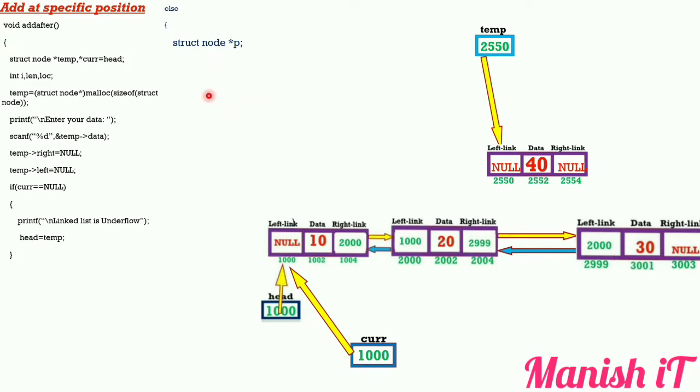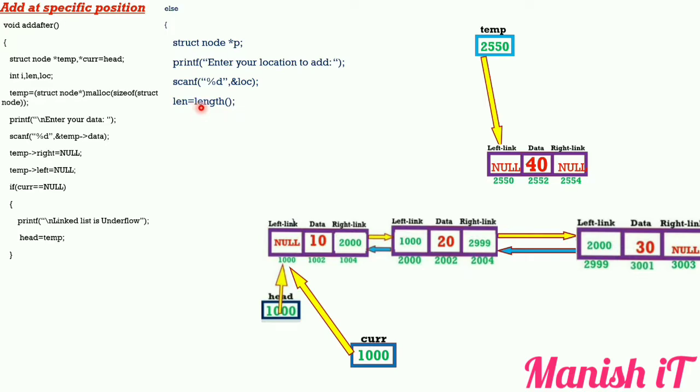Now after this, we ask the user which position to add. Suppose the user has entered 3, so scanf reads that value and it is stored in location. After this we need to call a length function. The length function gives us the total number of nodes. In this situation we already have 3, so 3 is stored in len.